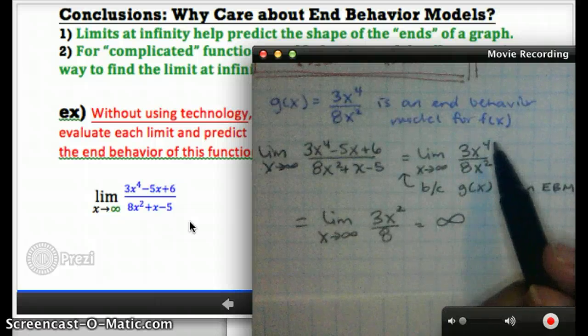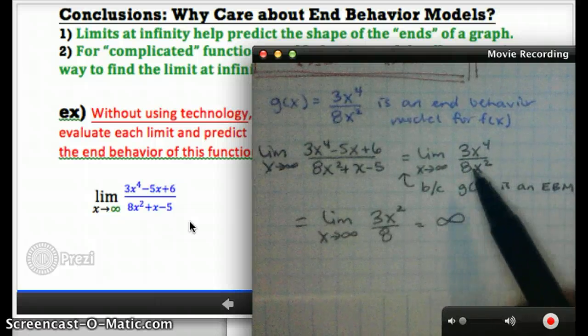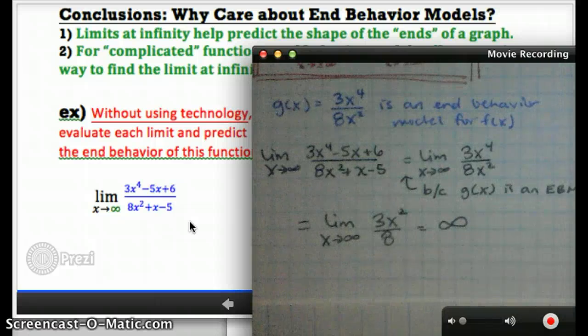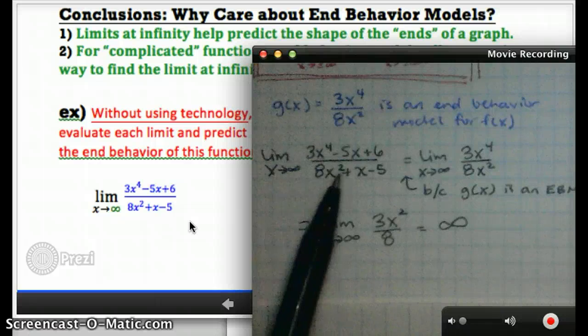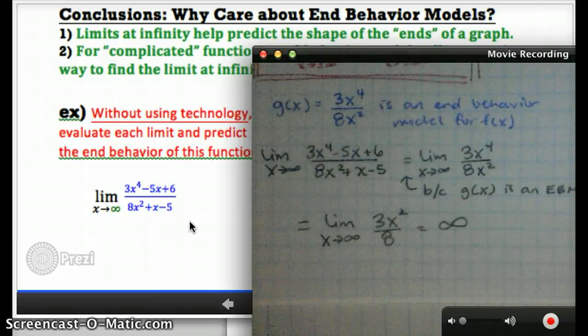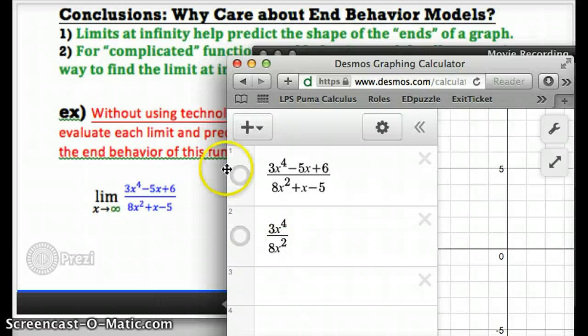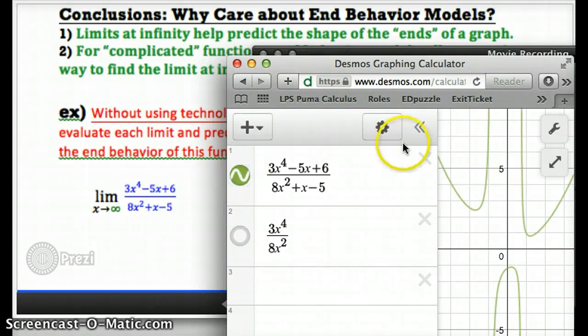an end behavior model. Now, in case you're not convinced about this fact, because I don't want you just to take my word for it, grab a graphing calculator and graph both of these functions, f of x and g of x, in the same window. What do you notice? Here's my graph. This is f of x. As you see, it's a pretty complicated function. It has asymptotes and weird squiggly lines. And here is g of x, which is a pretty simple parabolic function.